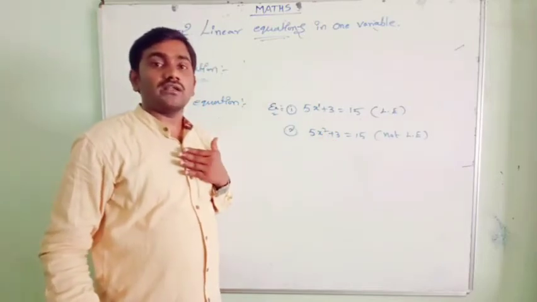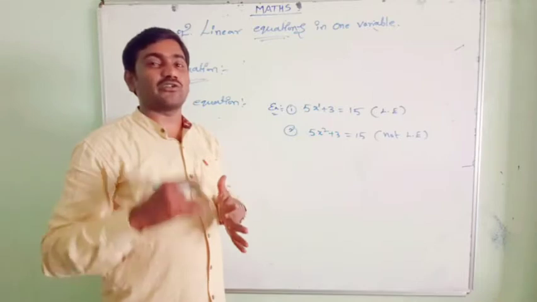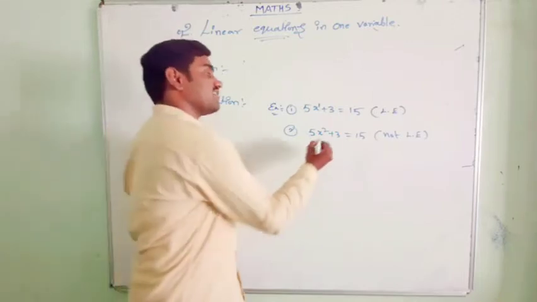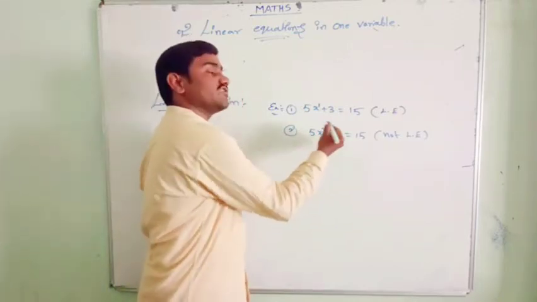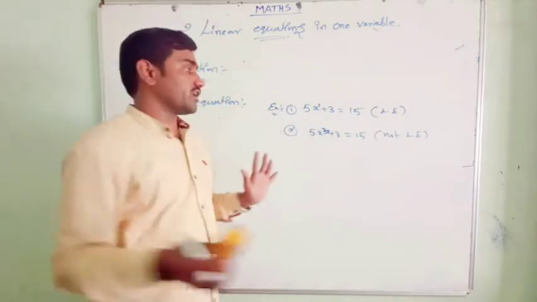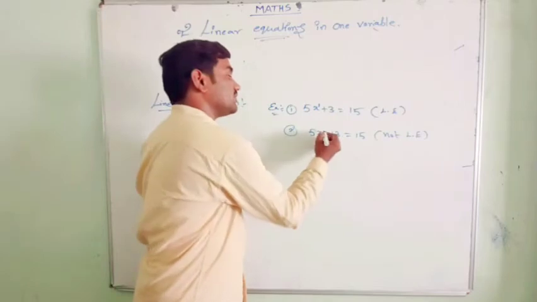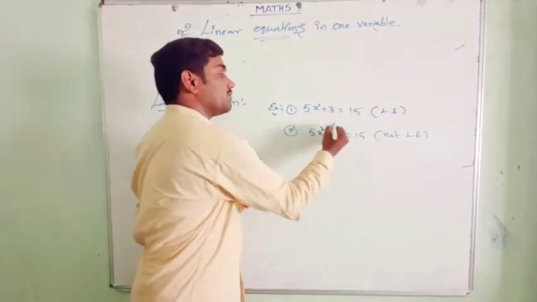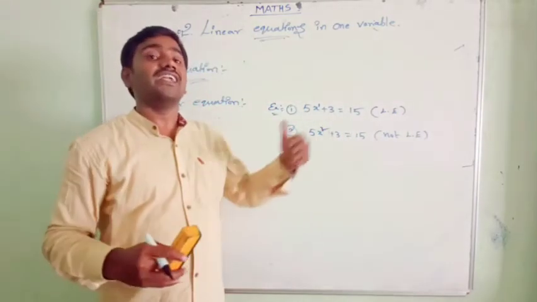But we are not learning the chapter names like quadratic equation or cubic equation. If the power is 2, it is known as a quadratic equation. If the power is 3, that is known as a cubic equation. But we don't require all that. So if the power is 1, just think that is a linear equation. If the power is not 1, that is not a linear equation.